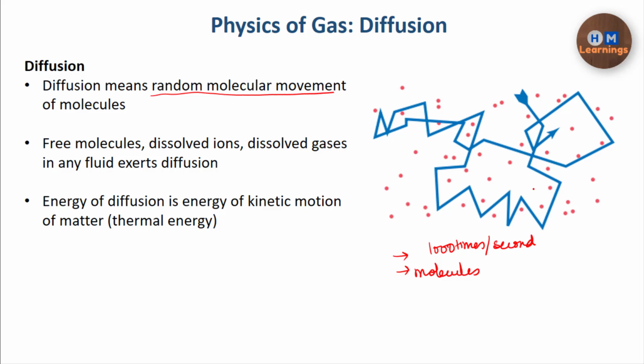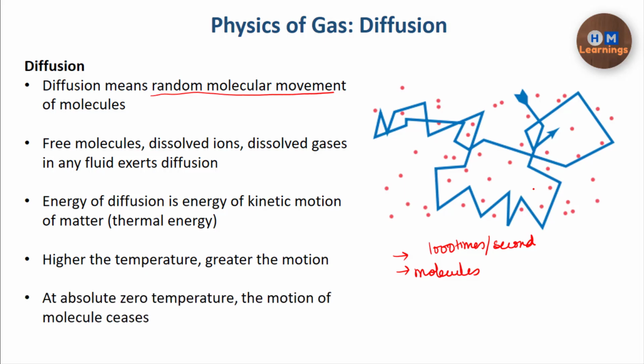So all the water molecules start moving in all the random directions, bouncing with each other. Now, the higher the temperature, the greater will be the motion, because the higher the temperature, the higher will be the kinetic energy, the higher will be the bouncing, and then the higher will be the motion. So at absolute zero temperature, as there is no source of energy for the molecules, there will be no motion, so there will be no diffusion at absolute zero temperature. So from this slide, I hope it is clear what diffusion is.